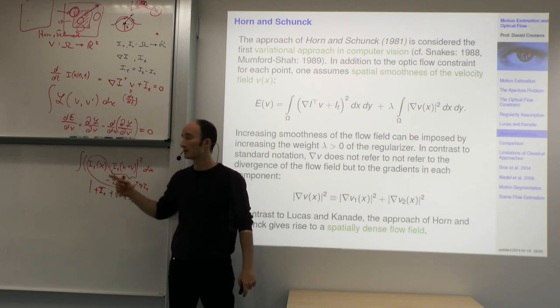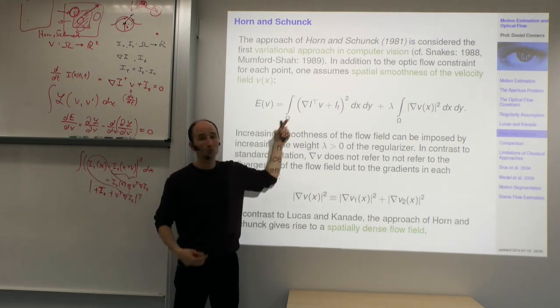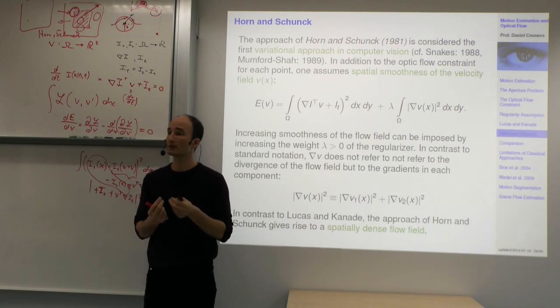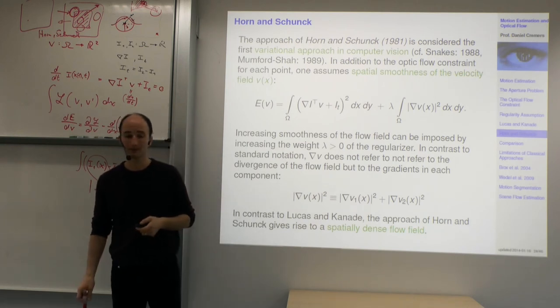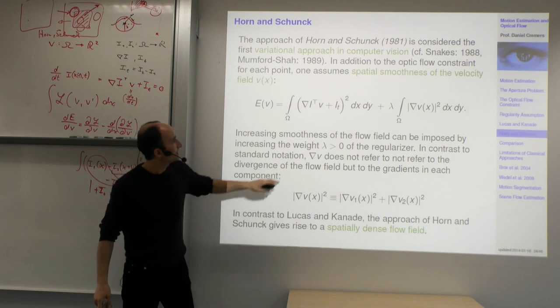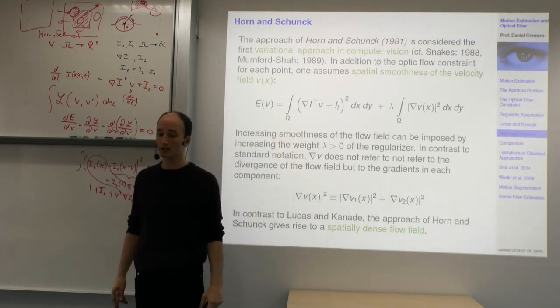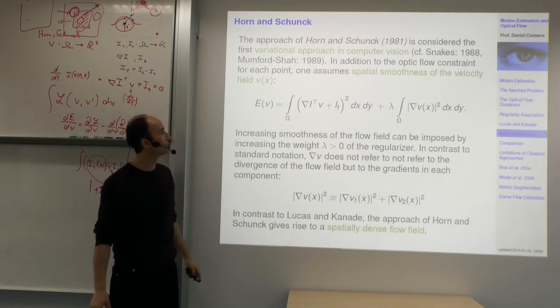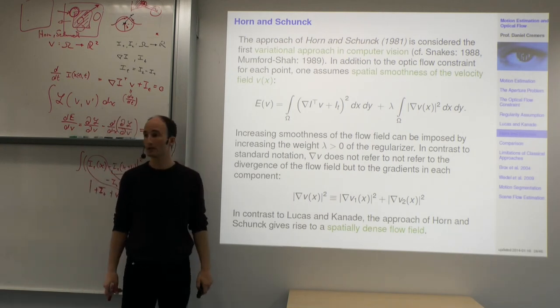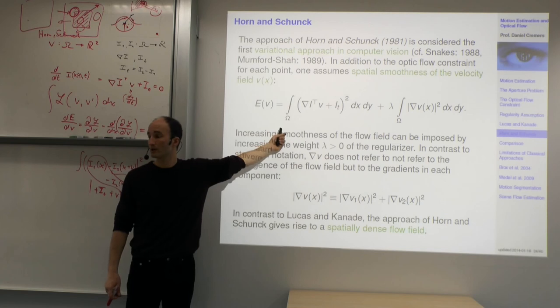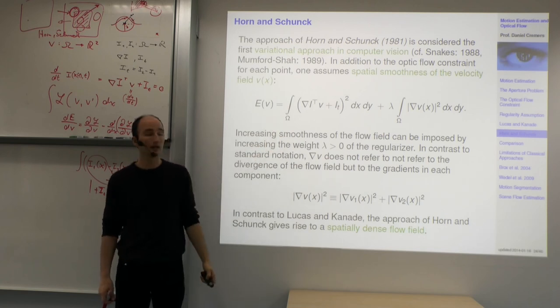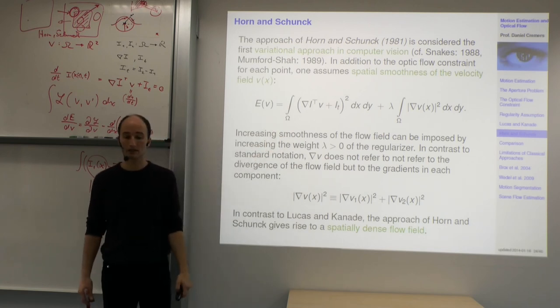It's linearized. The way we got this was by computing a derivative, so it's a linear approximation. And it means that it only holds for small velocities and not for larger velocities, and that is one of the shortcomings of these approaches. Actually, of both the Horn and Schunck and the Lukas Kanade, they both work with this linearized version.